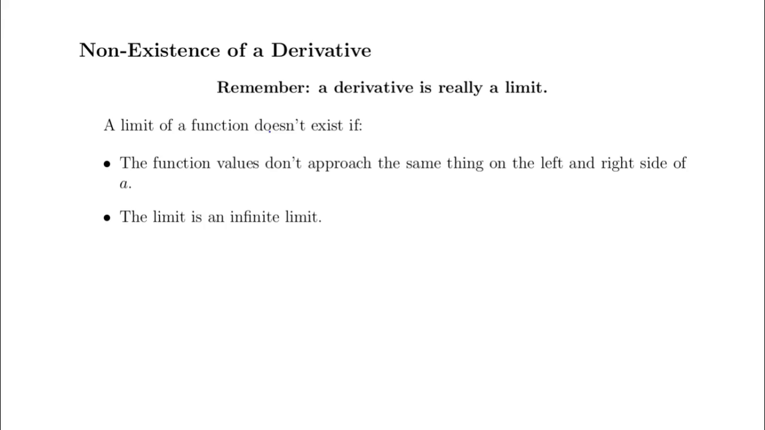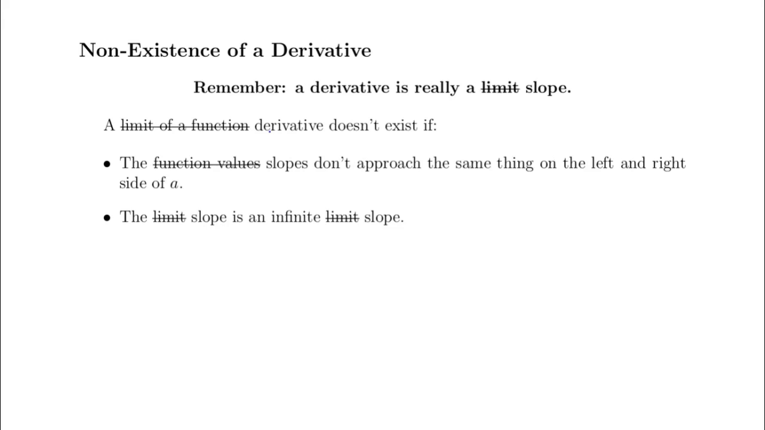And our other case is if the limit is an infinite limit. If the left and/or the right side limits go off to infinity or negative infinity, then clearly our limit doesn't exist, because those aren't real numbers. Remember, a limit only exists if the function gets arbitrarily close to some single real number L when x gets sufficiently close to a. So if it doesn't approach a real number, like it goes off to infinity, our limit doesn't exist. So if a derivative is a limit, let's think about what that limit really is.